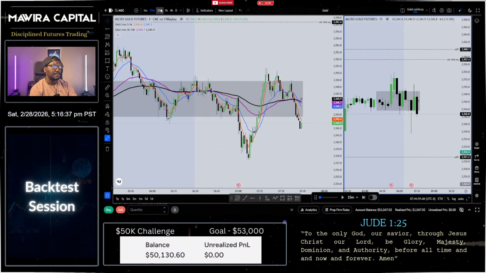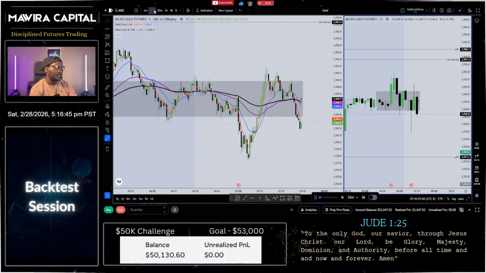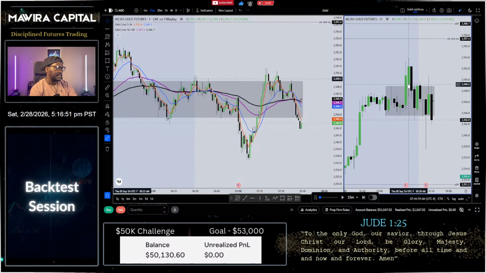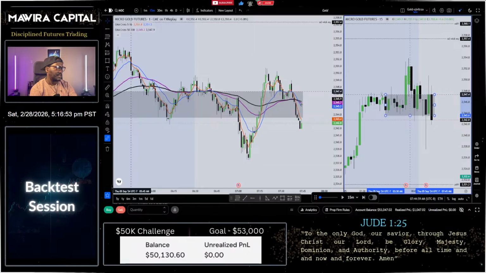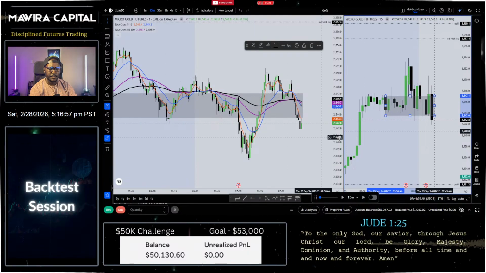I'm going to update to this 15-minute candle here. Looks good to me.